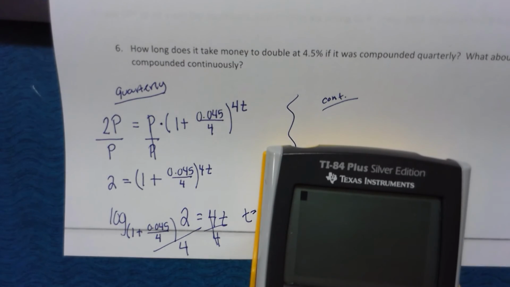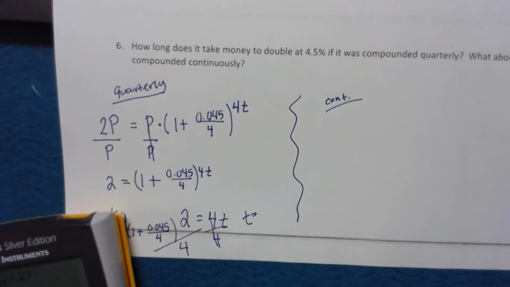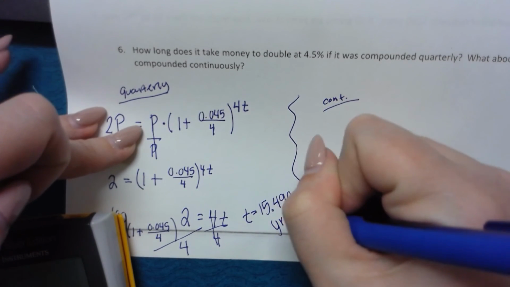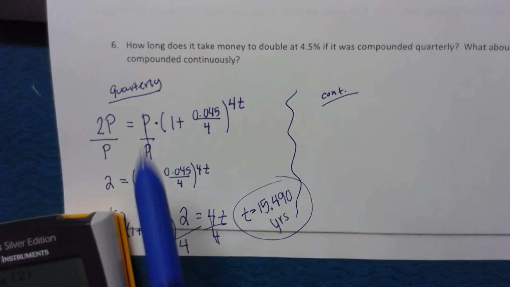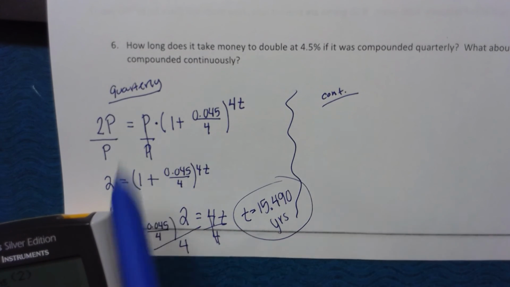I'm first going to do math, log base 1 plus 0.045 divided by 4, of 2, and then I need to divide that answer by 4. I get 15.490 when I round. So it's going to take me about 15.5 years to double my money with these parameters, no matter how much money I put in there. If I put $10 in, it's going to take me 15 years to get $20. If I put $1,000 in, it's going to take me 15 years to get $2,000, no matter what amount, in order for it to double.